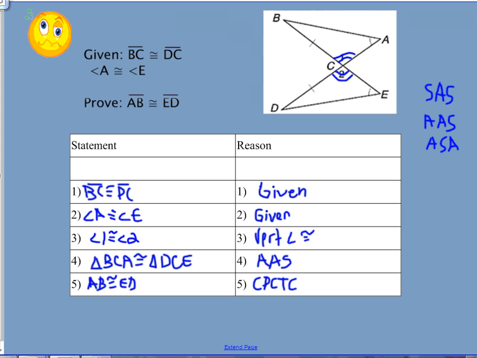All right, so that's all I have for you today. Just be prepared to use the CPCTC idea in your proofs that we are going to be working on tomorrow.